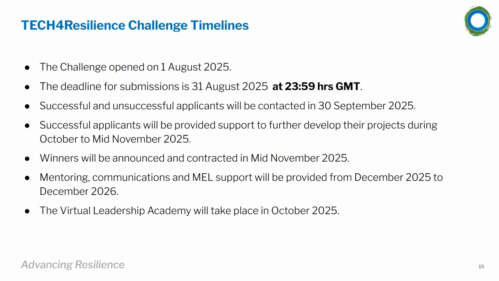Winners will be announced and contracted in mid-November 2025, as I mentioned, and mentoring, communication, and MEL support will be provided from December 2025 to December 2026. So the winners are expected to implement their solutions between December 2025 and December 2026 with some reporting requirements, which will be provided once we announce the winners. And as I've said, the Visual Leadership Academy will take place in October 2025. More information will be provided as we approach the dates.